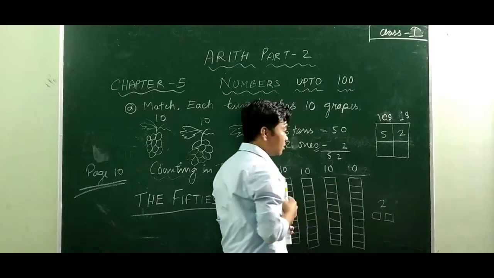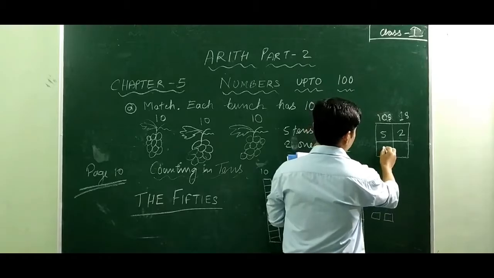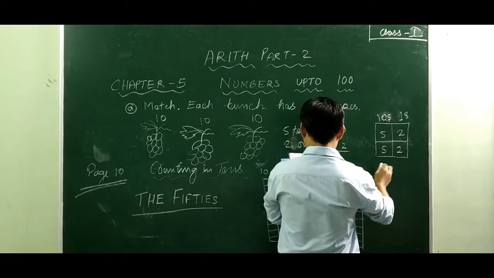In the ones place, what did we get? 2 here. So we will write 2. Then we have 52.